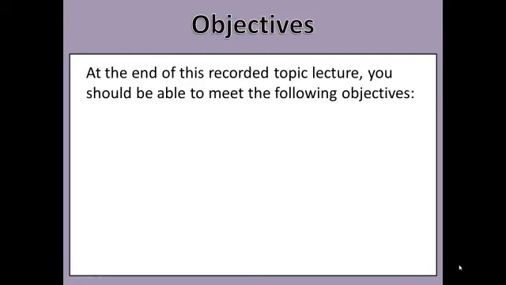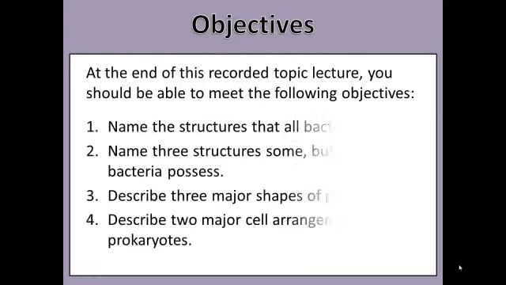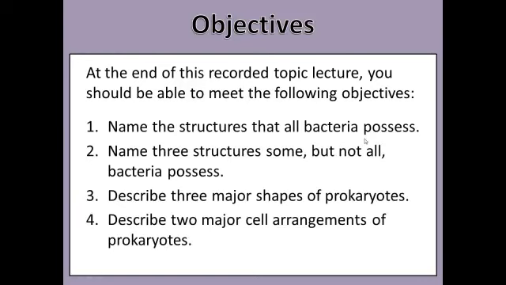At the end of this recorded topic lecture, you should be able to meet the following objectives. Name the structures that all bacteria possess. Name 3 structures some, but not all, bacteria possess. Describe 3 major shapes of prokaryotes, and describe 2 major cell arrangements of prokaryotes.